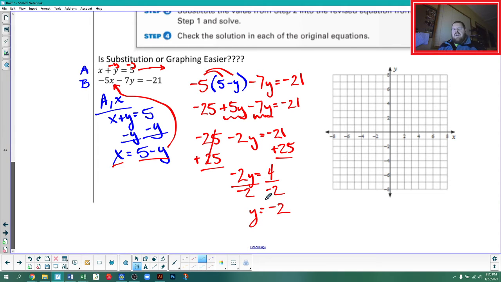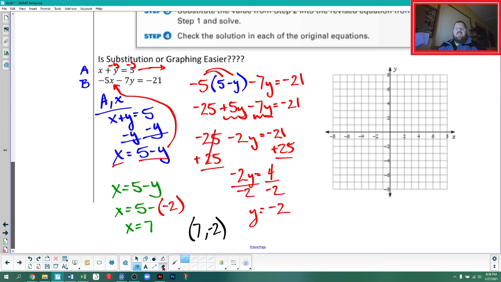Now that I have what y is, I do need to find what x is, but I do have an equation that makes that very easy, this equation right here. If I take that and I plug in my negative 2 that I found for y, that makes life pretty nice. 5 minus negative 2 is really 5 plus 2, and x is equal to 7. So my answer here should end up being 7, negative 2.